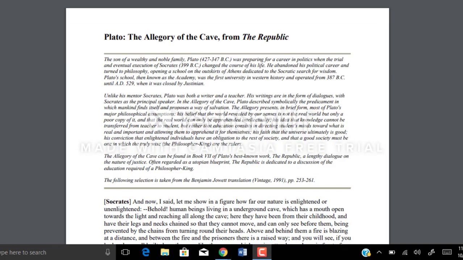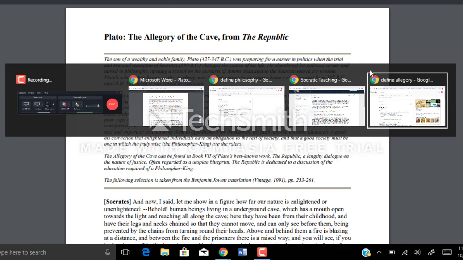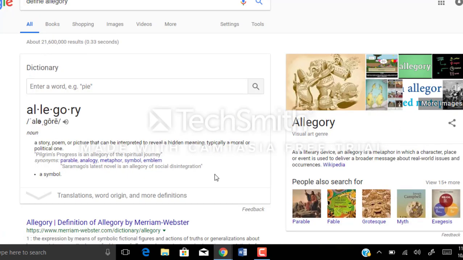So the most important thing that we want to talk about when we're reading the Allegory of the Cave is that it is an allegory, right? So we want to define allegory as a story, poem, or picture that can be interpreted to reveal a hidden meaning, typically a moral or political one. Basically, it's like a symbol. It's something that's written, but you're supposed to read behind the lines, or rather between the lines.